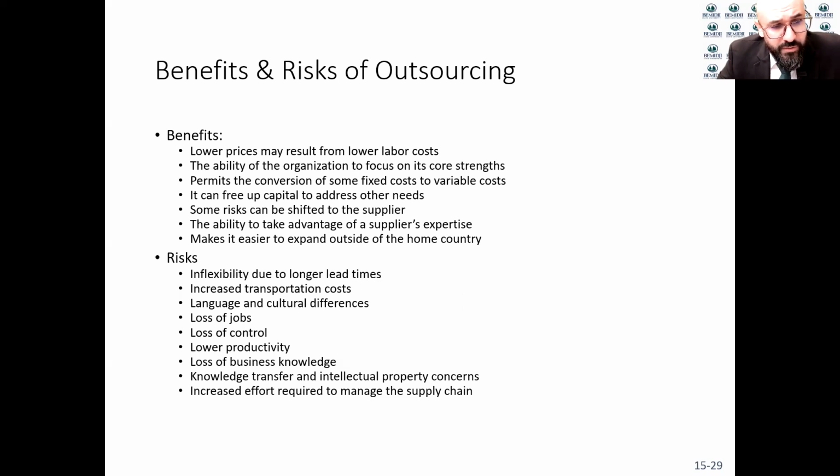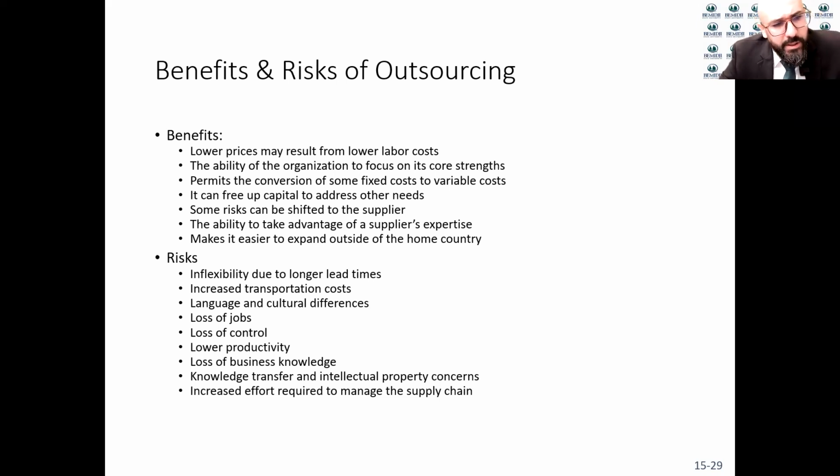Permits the conversion of some fixed cost to variable cost. So basically, we're changing from fixed costs and renting buildings and so on. We don't need that much of buildings anymore. We shifted to a variable cost, which is something that you should be happy with, because as long as the customer is ordering, the customer will take care of the variable cost, or the variable cost will be covered through the sales price.